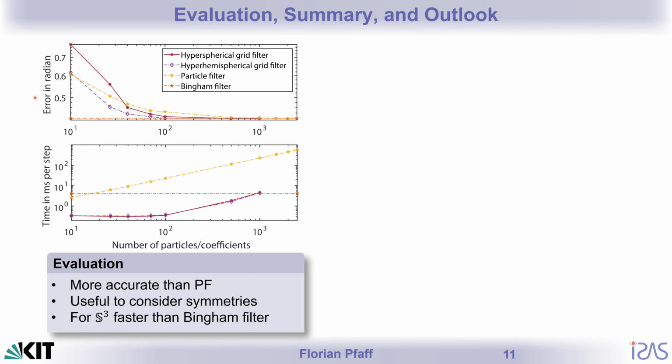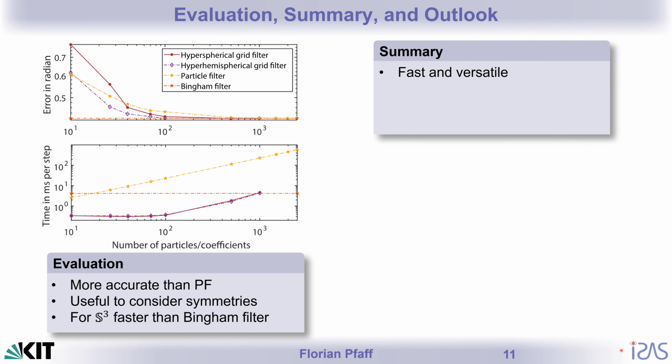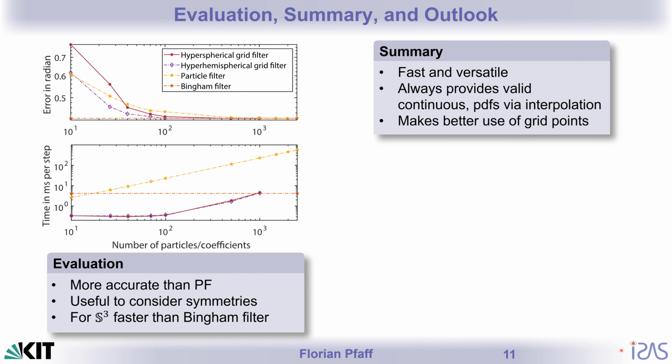And for S3, it's faster than the Bingham filter in our evaluation. We see we reach a quality that's even better than the Bingham filter here, and we're still below the runtime of the Bingham filter. So, as a summary, we've presented a filter that is very fast and versatile, and we always have a valid continuous PDF via an interpolation, and it makes better use of the grid points than the hyperspherical grid filter.